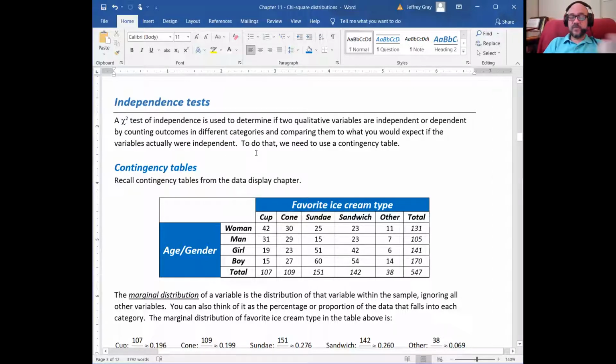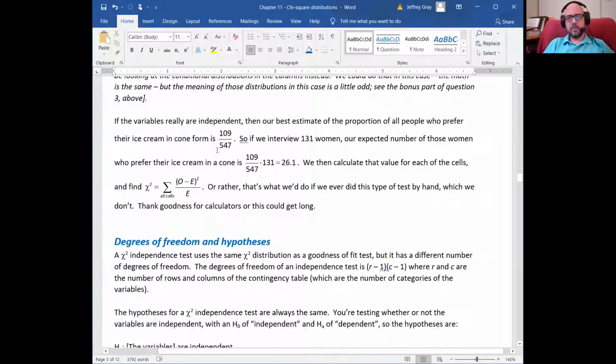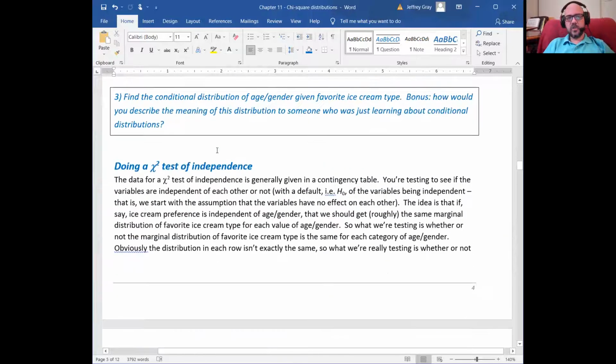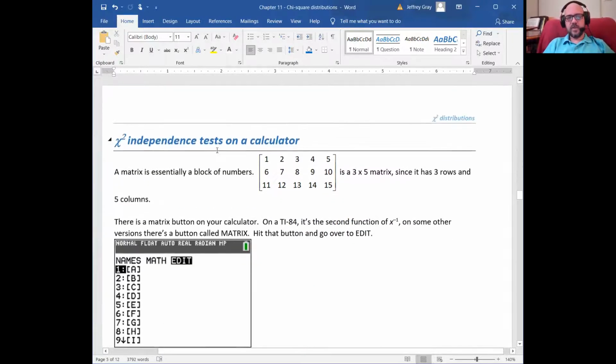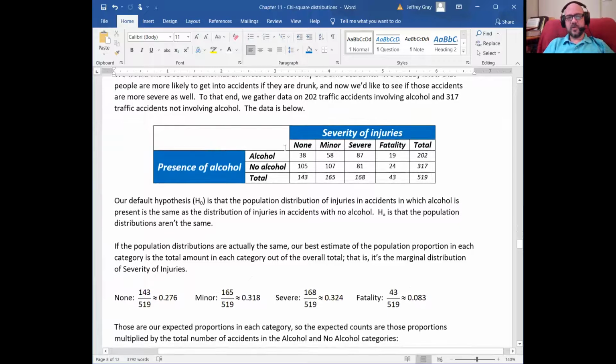It's called the chi-square test of association. That's what I want to call it. It's going to say independence here and then homogeneity down here. They're actually pretty much the same test. Do I have one down here? It's down here somewhere. Yeah, here's a homogeneity one.